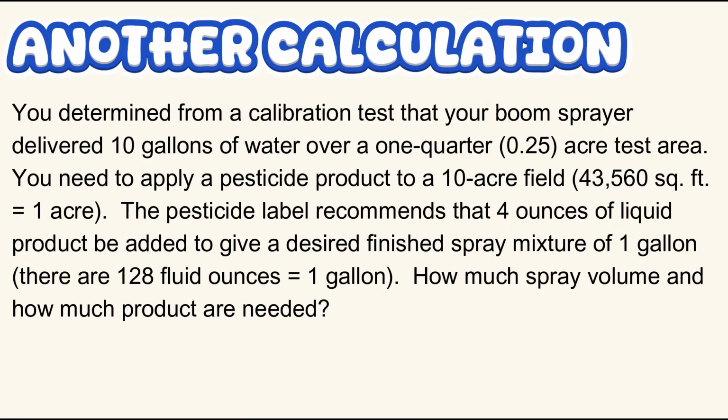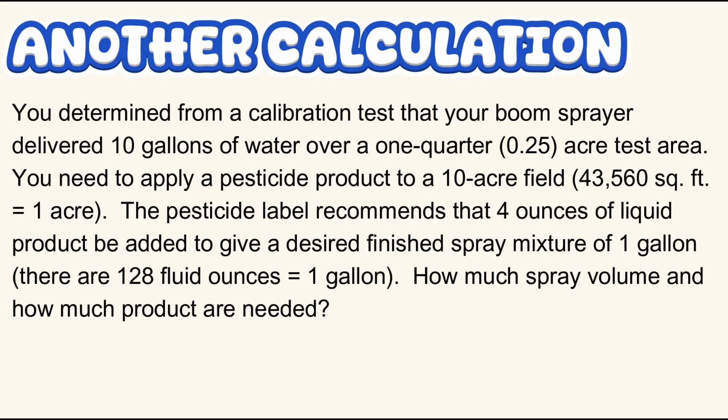Further, on calculating the application rate, you determine from a calibration test that your boom sprayer delivered 10 gallons of water over 1/4 acre, 0.25 acre test area. You need to apply a pesticide product to a 10-acre field, 43,560 square feet equaling 1 acre.